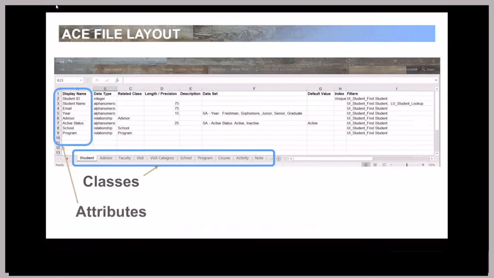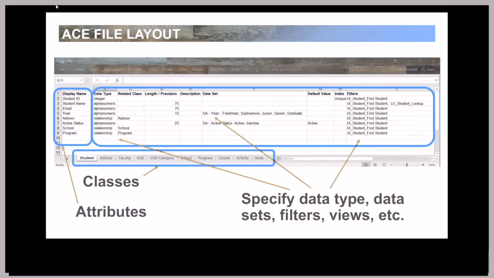And within those tables, I have attributes. Within those attributes, we're able to specify the attribute type, the data type, what class it relates to, the length, and the data set behind it. We can even specify our filters and our views in some further columns to the right-hand side. Being able to specify all of this data and the relationships on the front end provides a huge time savings, even over our traditional building methodology.